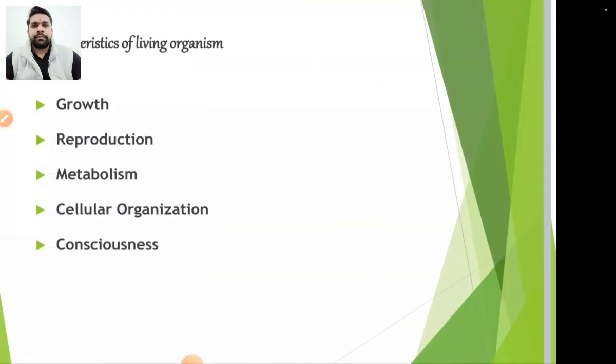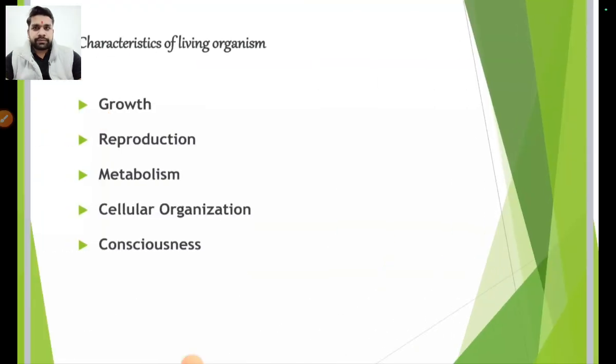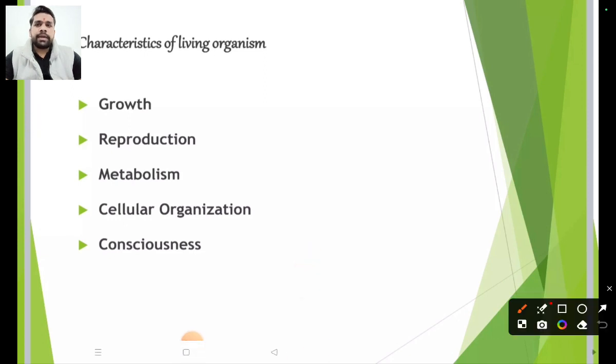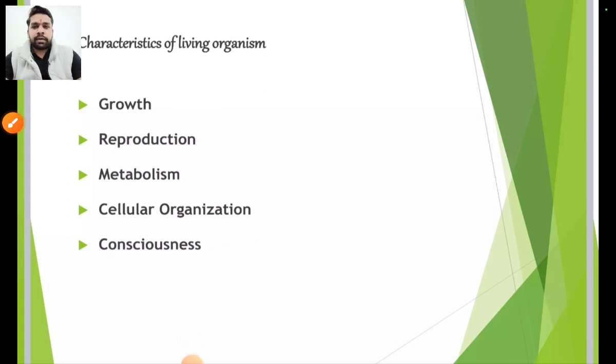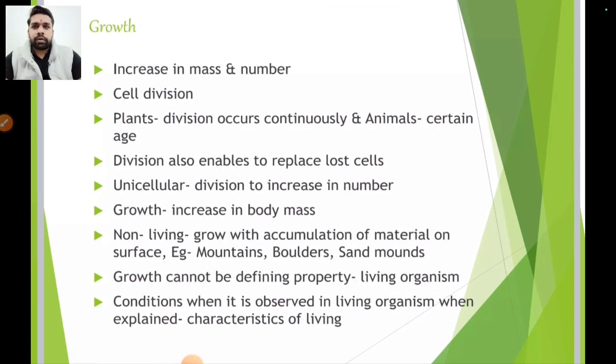So let's start. Before moving on to the living world, first we will understand the living organisms. In earlier classes we had studied that a living organism means an organism which can walk, respire, breathe and so on. But that is not the actual definition of a living organism. Living organisms can be identified by some of their characteristics, like growth, reproduction, metabolism, cellular organization, and consciousness. These are the characteristics of living organisms that we are going to talk about.